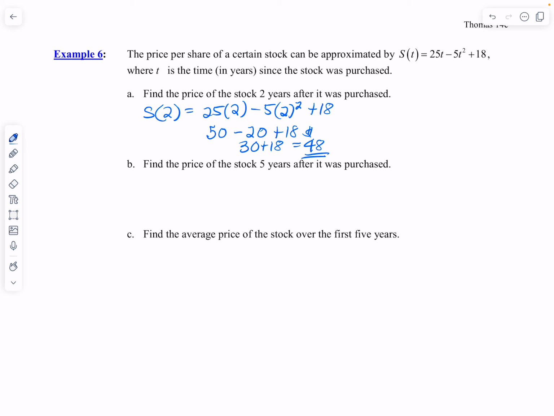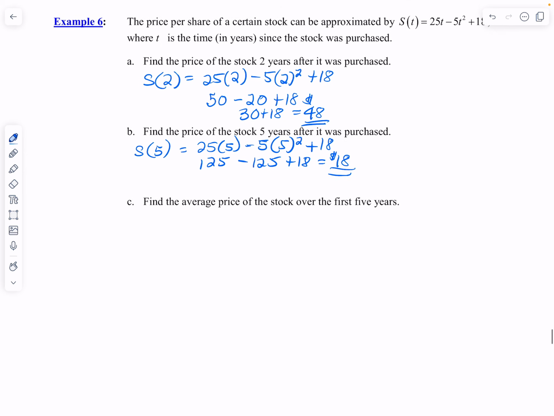Part B, find the price of the stock 5 years after it was purchased. So S at 5, we take 25 times 5 minus 5 times 5 squared plus 18. 25 times 5 is 125, and 5 squared is 25, times 5 is 125. And then I'm going to add 18 to that. So this becomes just $18. Okay, so now I have to find the average price of the stock.